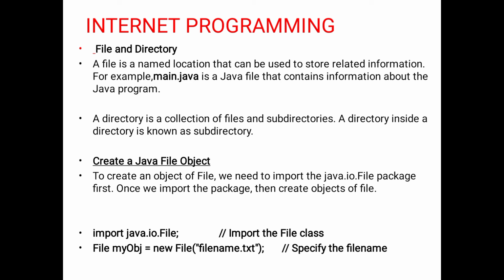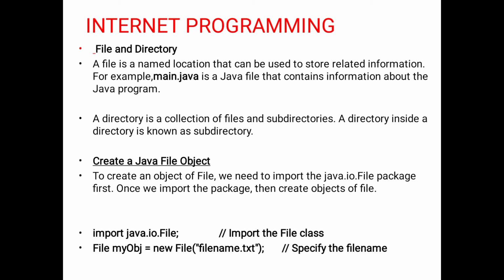And the next one is directory. What is a directory? A directory is a collection of files and subdirectories. A directory inside a directory is called a subdirectory. For example, a folder that contains another folder, that is called a subfolder, right? In the same manner, a directory is a collection of files and subdirectories.